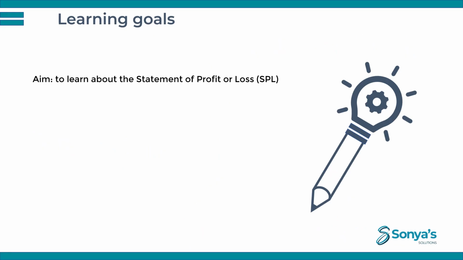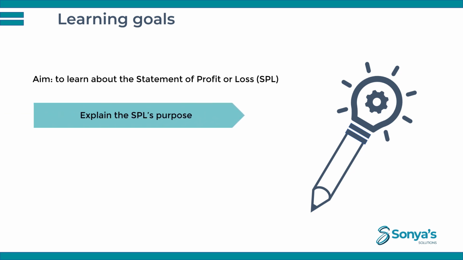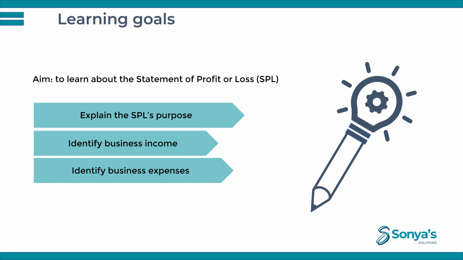The aim of this lesson is to learn about the statement of profit or loss. The learning goals are for you to be able to explain its purpose, identify business income and business expenses, and calculate gross and net profit.